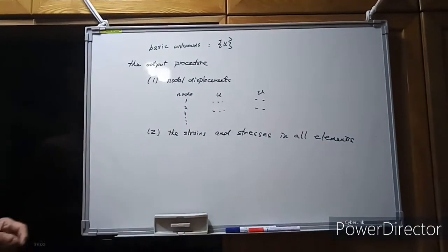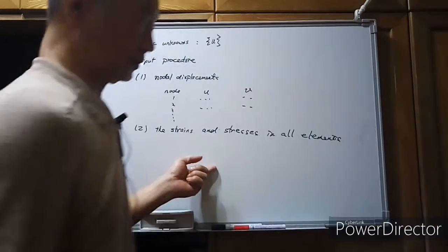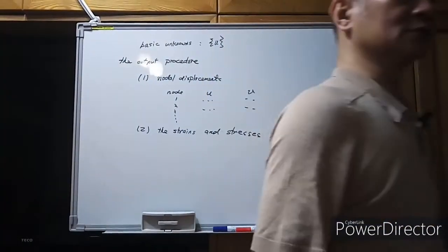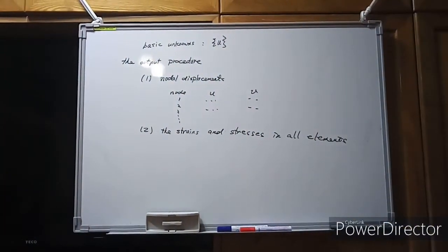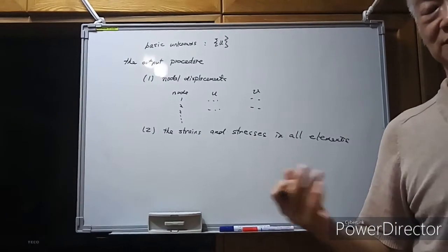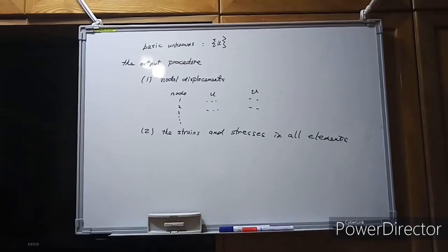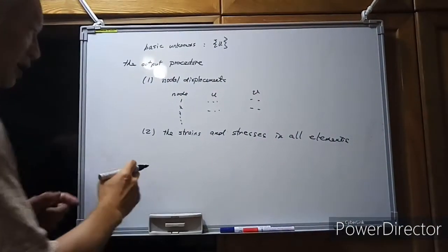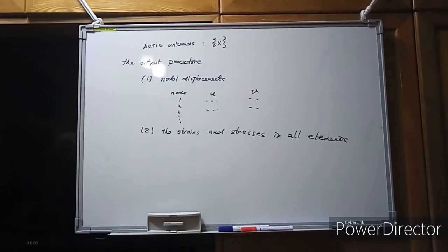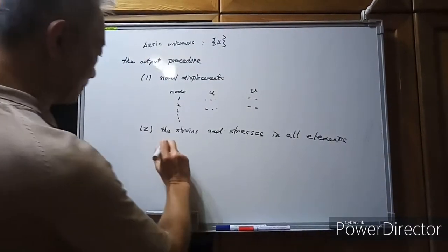Okay, then we can go to a loop. We can go to all elements, and we can output the strengths and the strains in the elements. And right now we can use this after we solve the U vector.